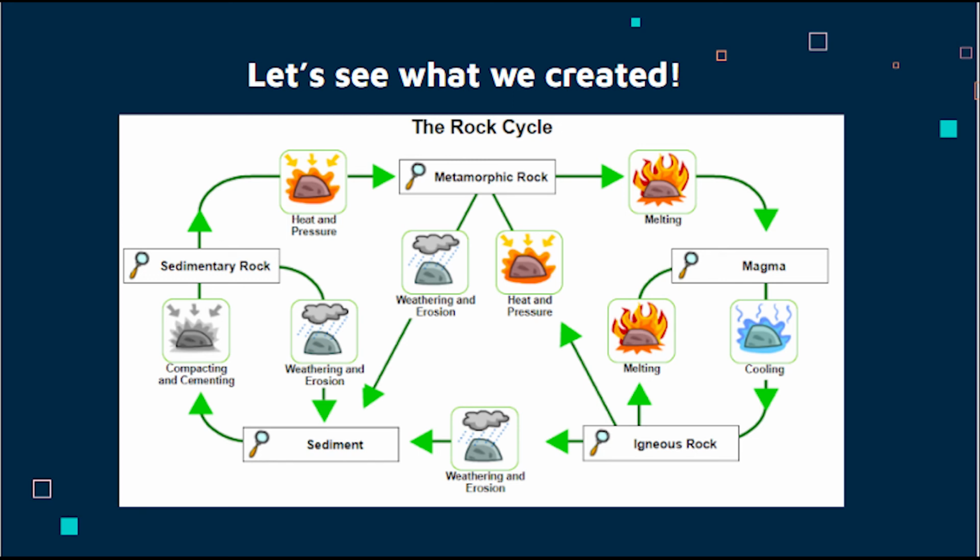Metamorphic rock can weather and erode. Igneous rocks can weather and erode. Forms us some sediment. This sediment can be compacted and cemented, which forms us our sedimentary rock. Sedimentary rock can also weather and erode, forming sediment as well, also being compacted and cemented. Then we have our sedimentary rock, subjected to heat and pressure, can give us our metamorphic rock. And that is our rock cycle. So it's a process, it keeps on going.